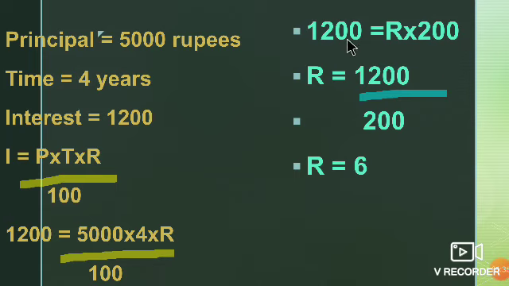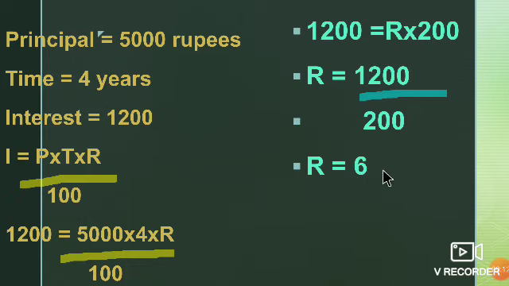Now for our convenience, write this R on the left hand side and 1,200 on the right hand side. 200 will divide 1,200. After dividing, we will get 6. Remember students, this is the rate of interest, and the rate of interest is always represented in the form of a percentage. So you cannot write only 6; you have to write the symbol of percentage, 6%. Okay, now we know the rate of interest.